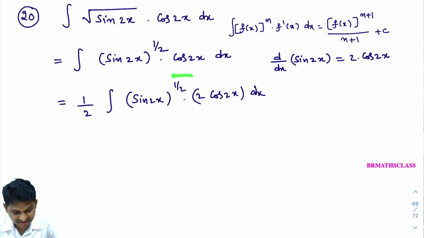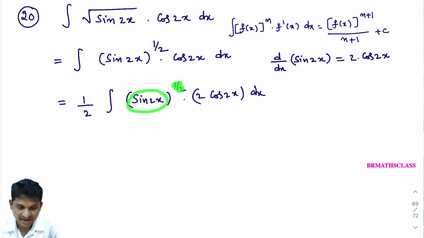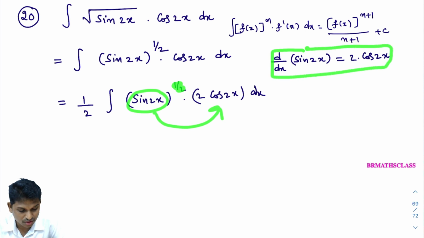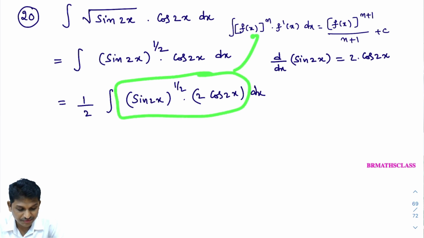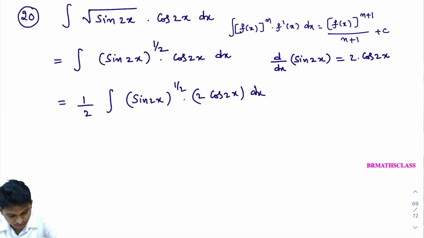Now you observe this integral. This is f of x, this is n, f of x whole power n into f dash of x. The derivative of sine 2x is 2 cos 2x, and it is there here. So I identified that this is of the form f of x whole power n into f dash of x dx. Very good. So what you will get equals 1 by 2 into f of x.